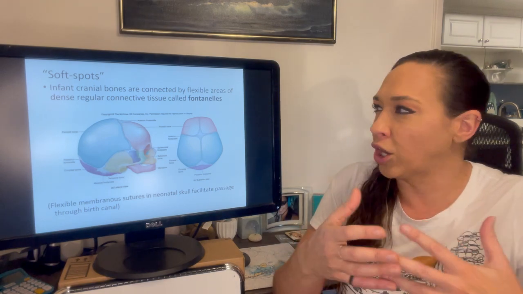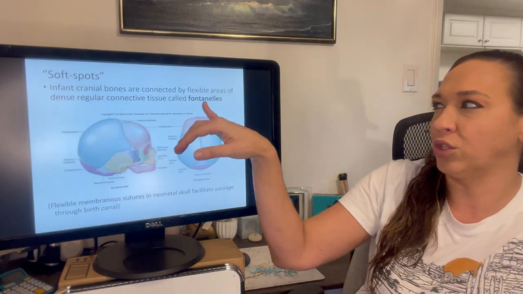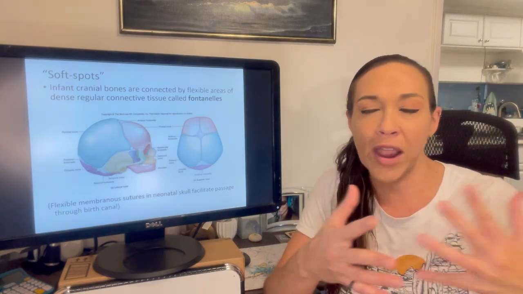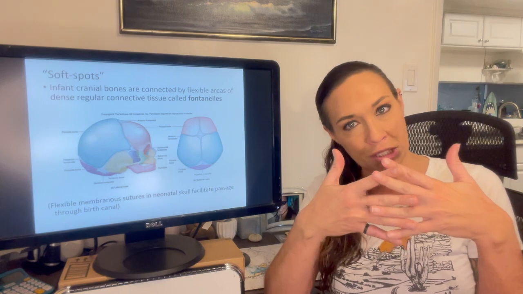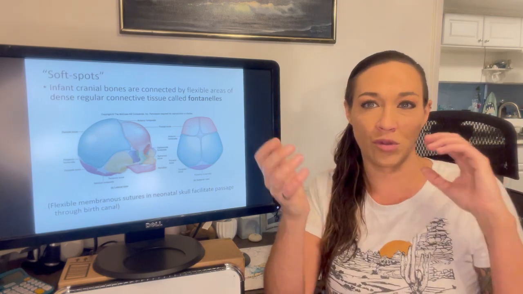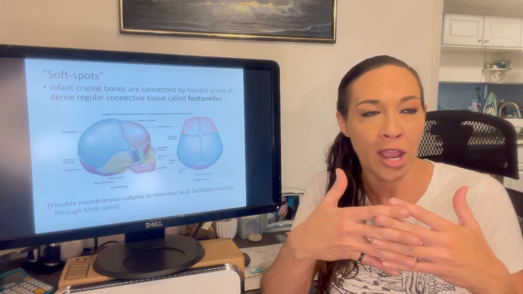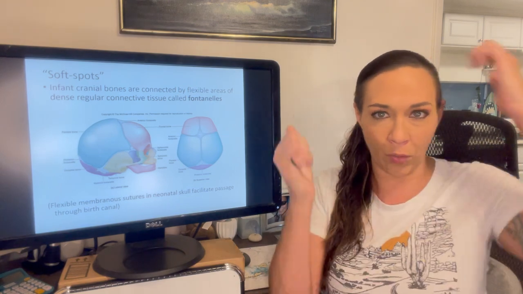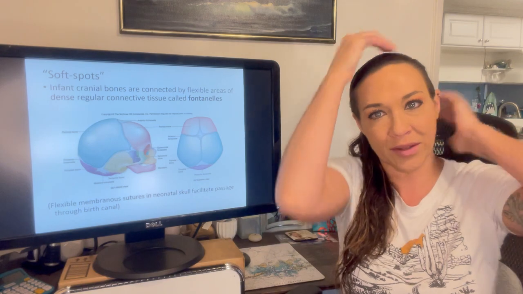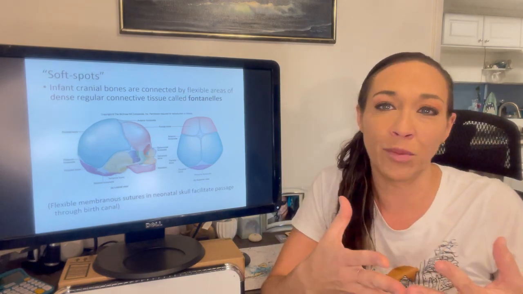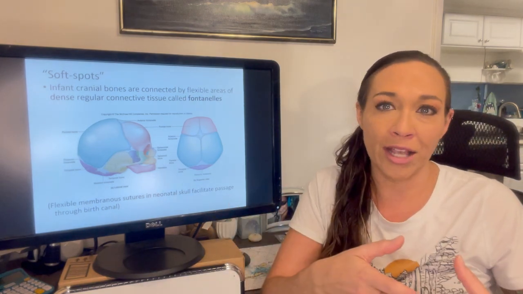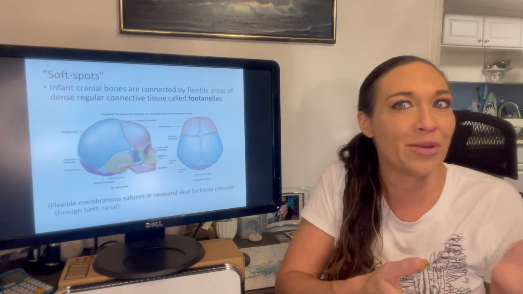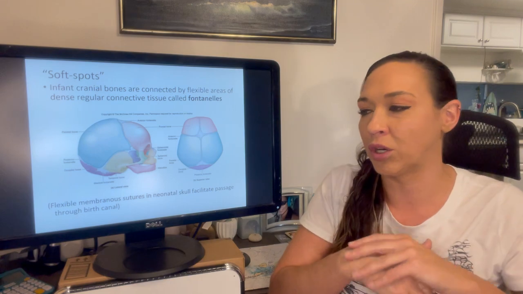When you're younger, you have this connective tissue known as fontanelles, which are essentially dense fibrous connective tissues holding those different plates, those different bones of your skull, together. This is important because it gives you a little more flexibility, right? We don't have that in our skull. There are no soft spots in our skull, because as we mature, we lose these fontanelles. But as a baby, it's really important that we have them because we need to make it out without any damage to our head.